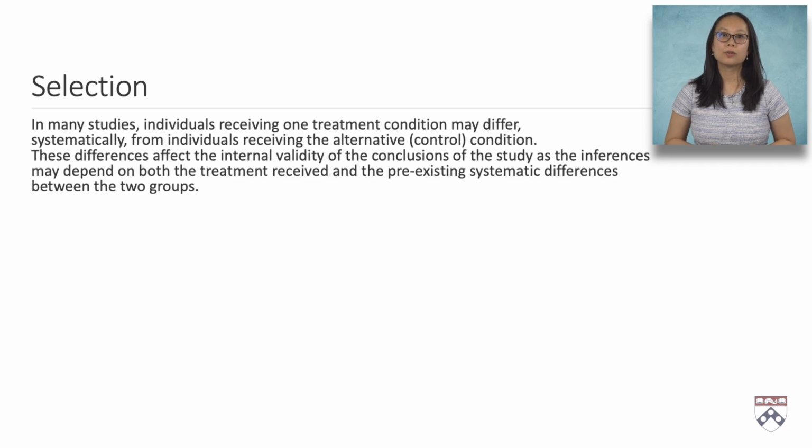The second threat to internal validity refers to selection. And as I said, this is the most common threat to validity in practice, where in many studies, individuals receiving one treatment condition may differ systematically from individuals receiving the alternative or control condition. These differences affect the internal validity of the conclusions of the study, as the inferences may depend on both the treatment received and any of those pre-existing systematic differences between the two groups.